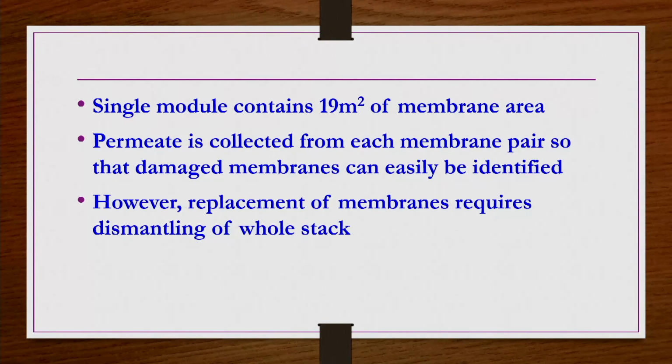However, replacement of membranes requires dismantling of the whole stack. Since the permeate is collected from each membrane pair, you can keep observing each pair, and if you get a turbid solution, it indicates that separation is not taking place. Then you can understand that that particular membrane pair is damaged. But the problem is that while the process is going on, you cannot replace it. You have to stop the process, dismantle the entire setup, and then replace the damaged membrane pair.